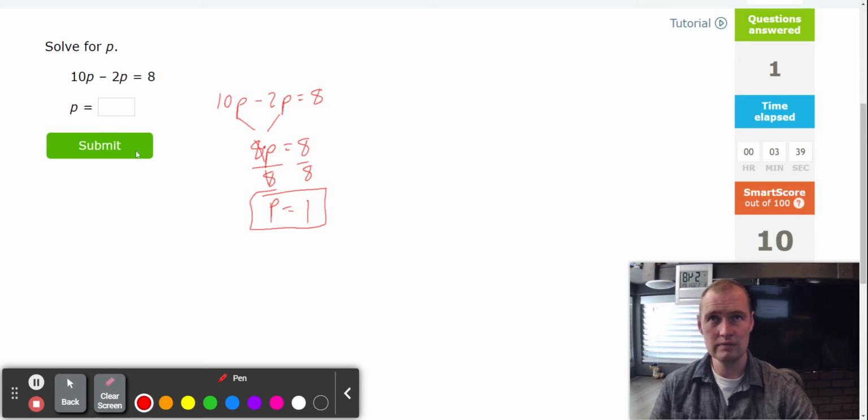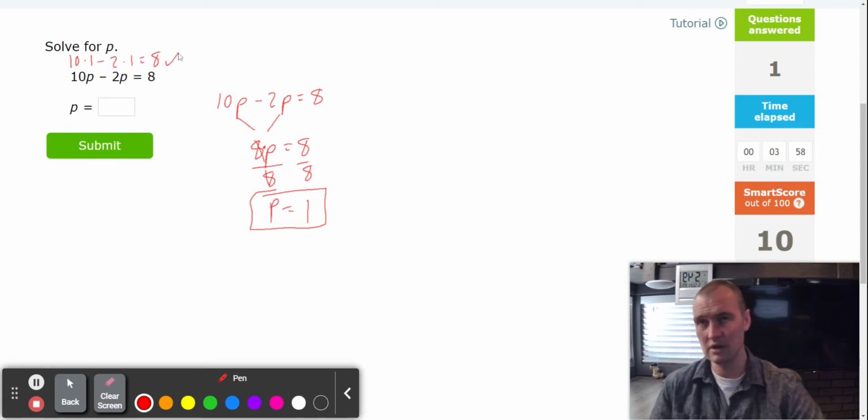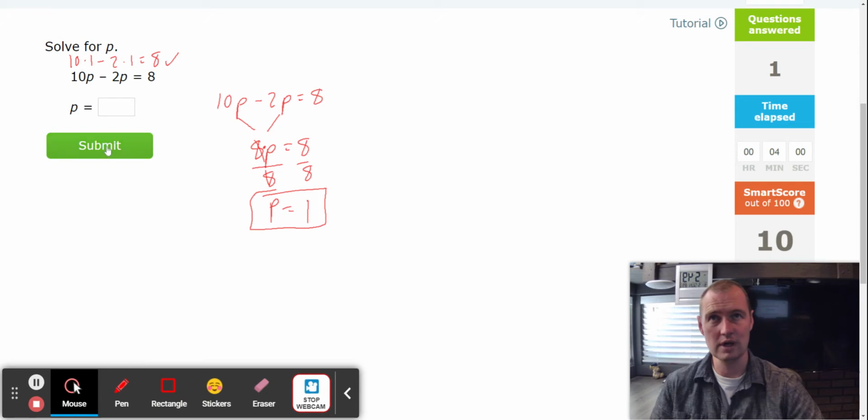All right, so now can we check it? Yep, we got 10 times 1 subtract 2 times 1 equals 8. Well, 10 times 1 is 10. 2 times 1 is 2. Well, 10 subtract 2 is equal to 8, so that works. So p does equal 1. We know that's going to work out.